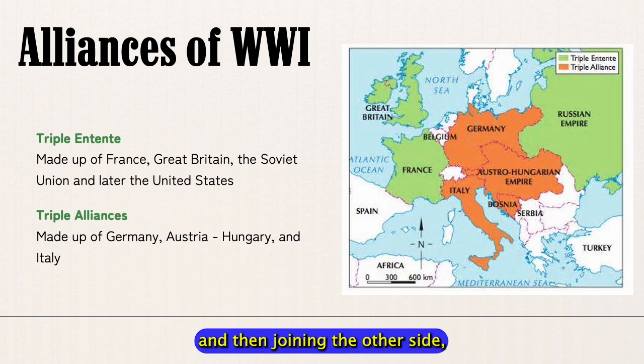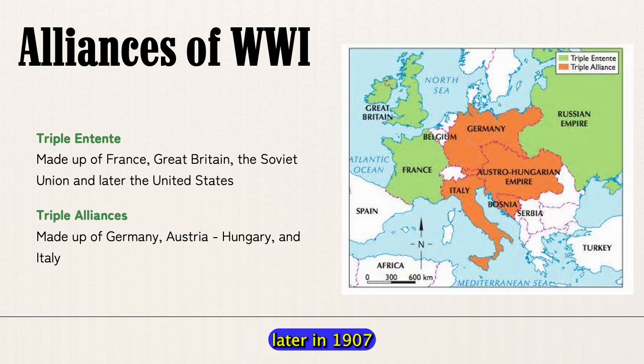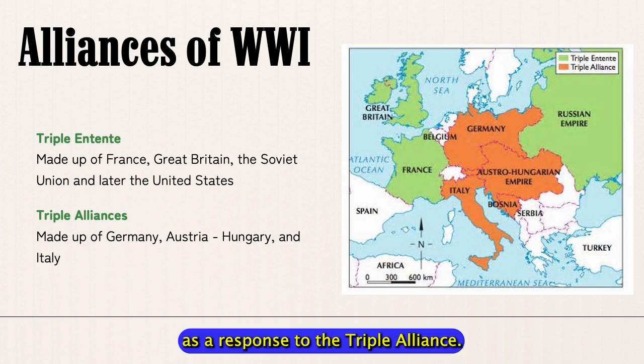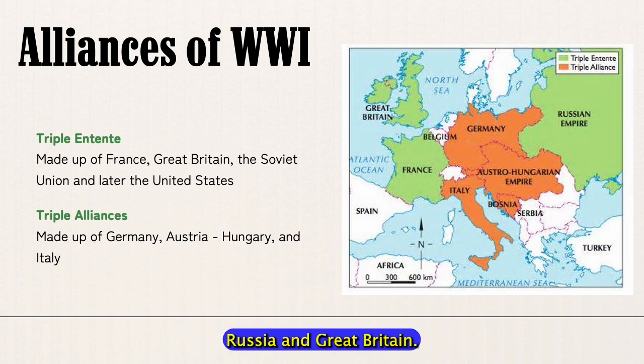and then joining the other side. The Triple Entente was formed later in 1907 as a response to the Triple Alliance. It included France, Russia, and Great Britain. These countries joined together because they felt threatened by the growing power of Germany and its allies. The Triple Entente wasn't a formal military alliance like the Triple Alliance, but it created a strong bond between the three nations. These alliances played a big role in starting World War I.